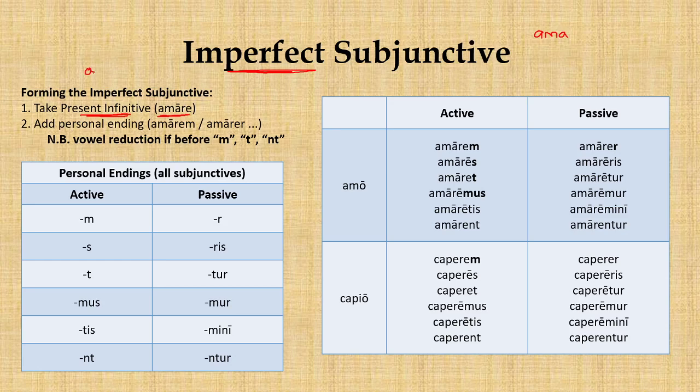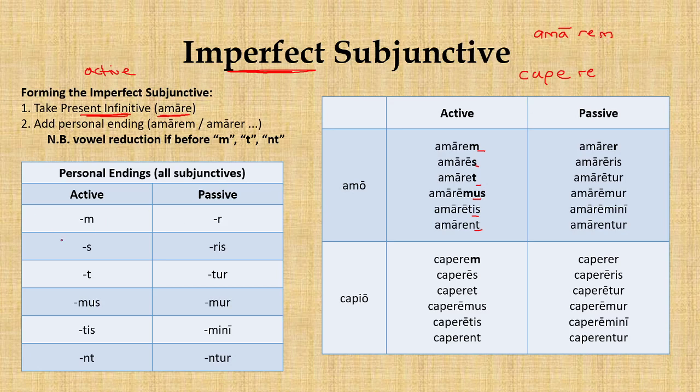so whatever present active infinitive you have, I should say present active infinitive, because it isn't the passive form, for amare or capere. And then the only next step you do to form the imperfect subjunctive is you just add the ending. There's no vowel shifting, there's no changing. All you do is you just add the correct ending for that word. So whether it's active or passive, I put a little table of endings here. And this is essentially how you form it.